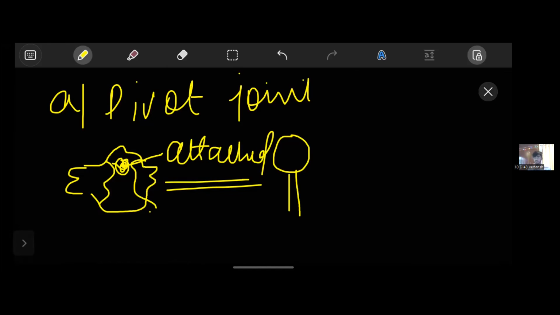Pivot joints can move 180 degrees. So here to here, 180 degrees, right? 0, 180. And again 0, then 180. So that is an example of a pivot joint.